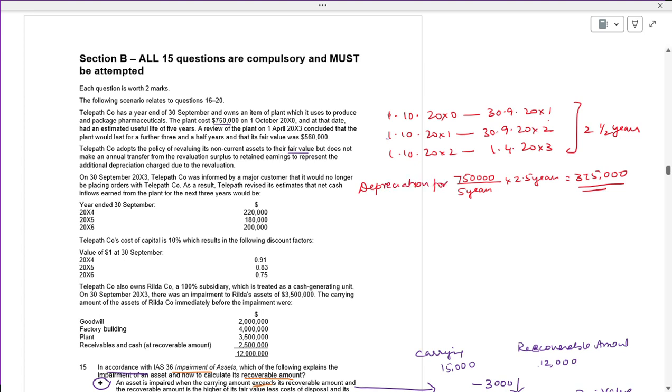Depreciation for how many years? 2.5 years. Now depreciation is how much? Now how much is the revaluation? How many years are left now? They are saying that 3.5 years are left. Fair value is how much? 560. Okay, 3.5 years are left. Fair value is the same as the revaluation.